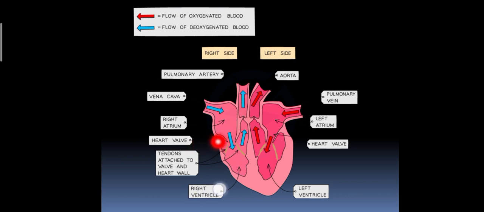It is the heart wall, and this is the right ventricle. Here it is the left ventricle and it is the left atrium. This is the pulmonary vein and aorta.